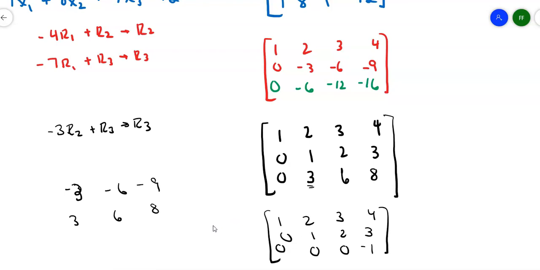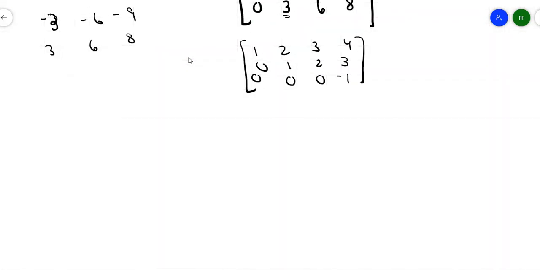Is that a good thing or a bad thing? Well, what does this mean down here? This means that 0 times the third variable is equal to -1, and that's not possible. Right? It's not possible to multiply something by 0 and get anything besides 0. So what that means is that there's no solution.